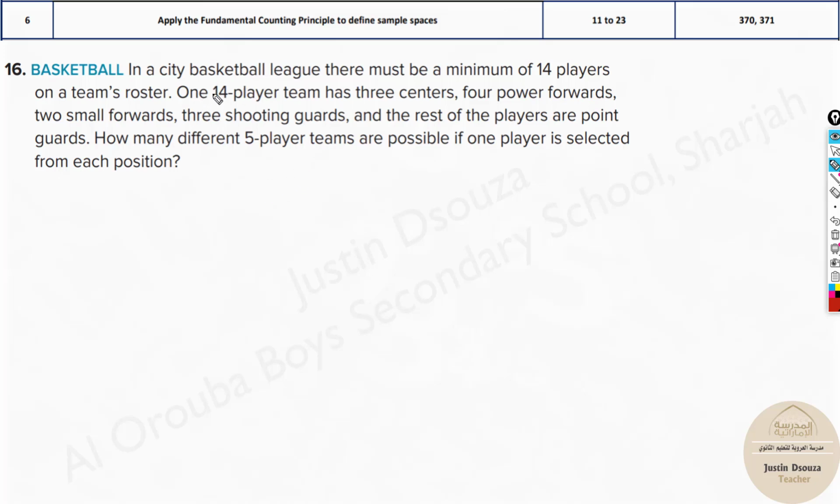So don't go and multiply 14. We need to know how many different category players are possible, the total possible outcome. There are total 14. So there are three centers, four power forwards, two small forwards, three shooting guards, and the rest of the players are point guards. Now here they have not told all the numbers. So out of 14, we know 3, 4, 2, 3. So we have 7, 10, 12. 14 minus 12 would be 2. So there are two people remaining, right? Rest of the players, they are the point guards.